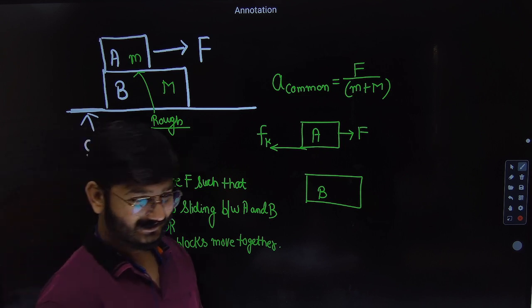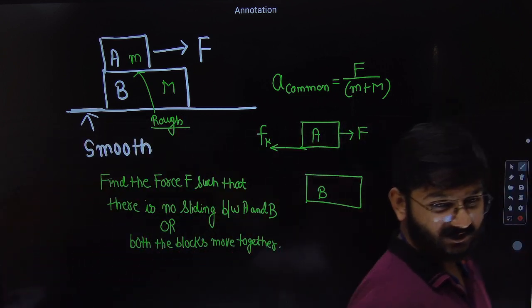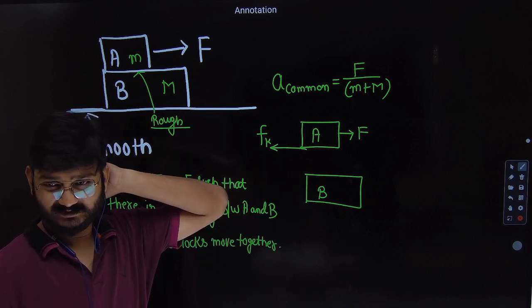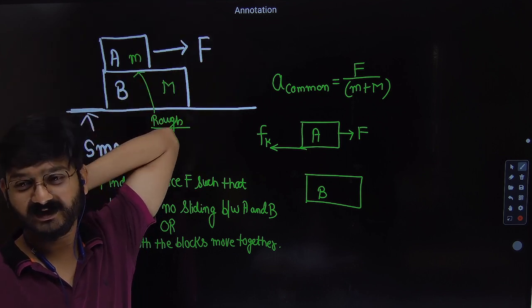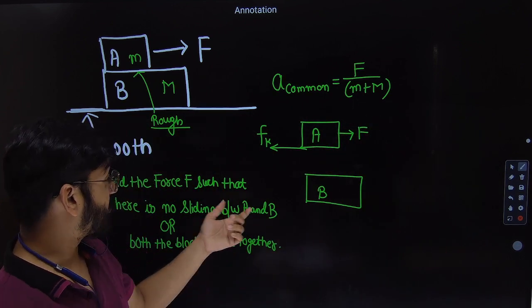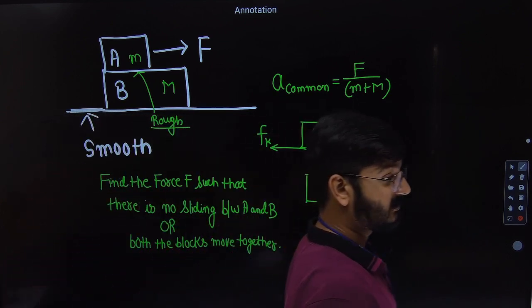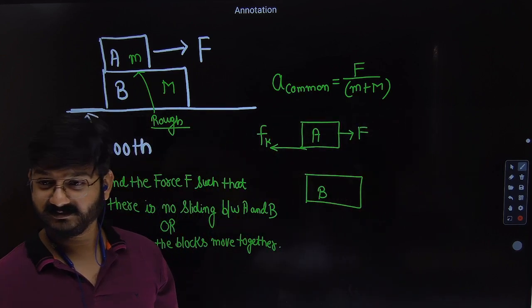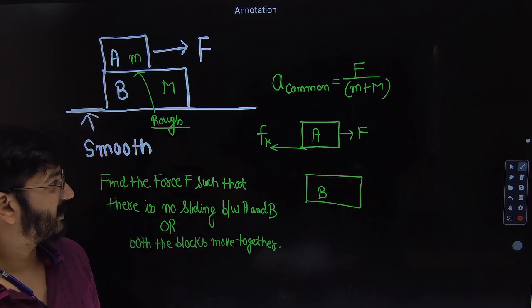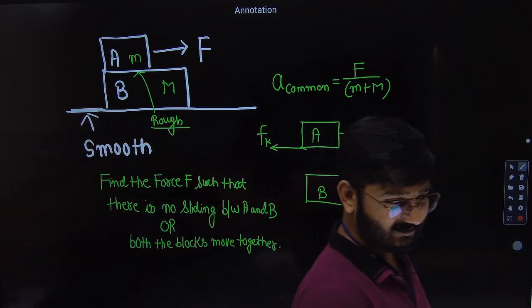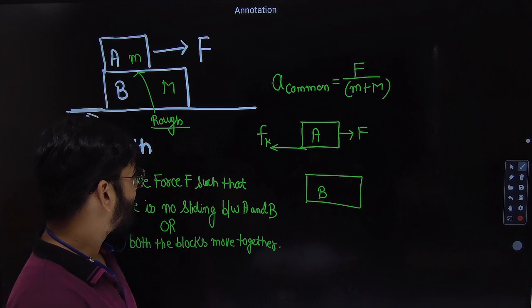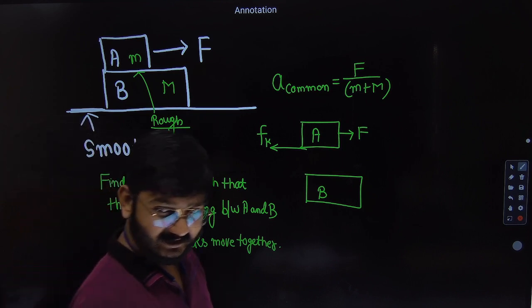Because it's opposite. Who all think that friction on B should be left? But isn't the ground a smooth surface? I'm not asking about the ground. On the top, I'm asking on the top. Left? Anyone for right? Okay, one student says right. Right is the right answer.